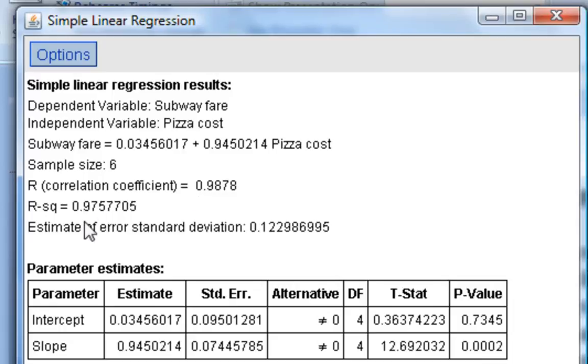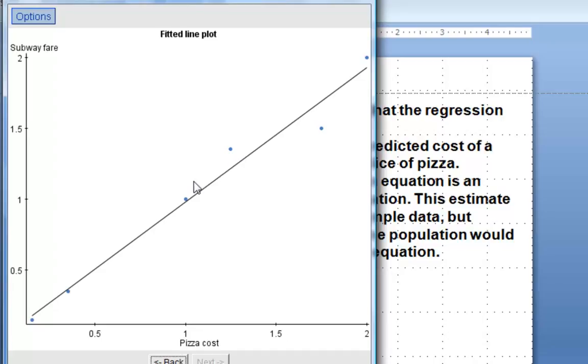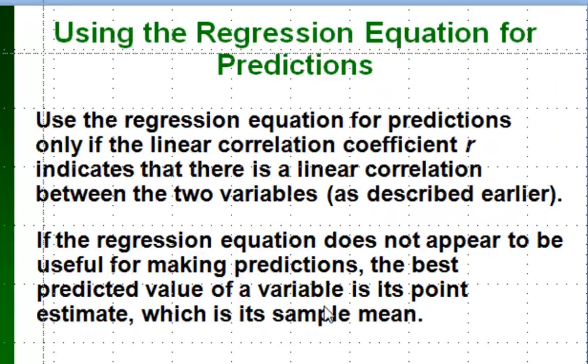Notice that StatCrunch also gives you the r squared value right underneath the r value. And here again, when we have it plot the fitted line, we've got our scatter plot, and then it goes ahead and draws the line corresponding to the regression equation in there. So we can see how close our line comes to our data points. Now again, if we have evidence that there is a linear correlation, then we can use our regression equation to make predictions. But if we don't have evidence of a linear correlation, then the best predicted value of a variable is its point estimate, in other words, the sample mean.